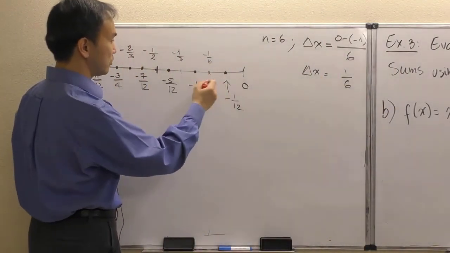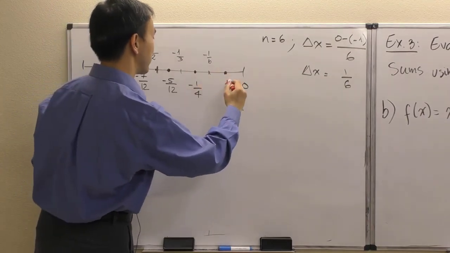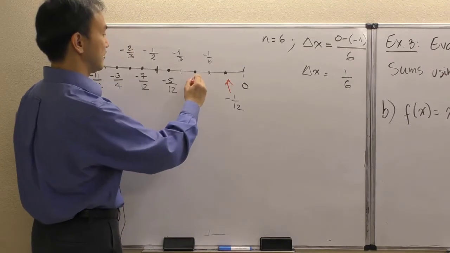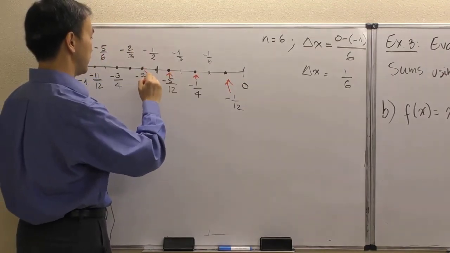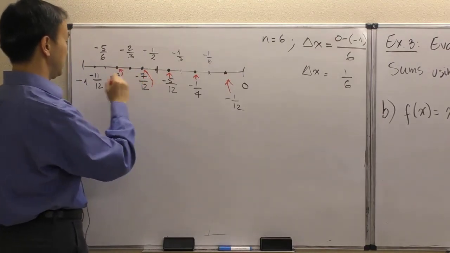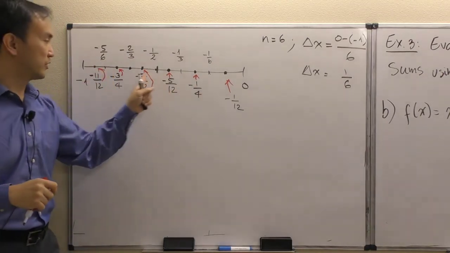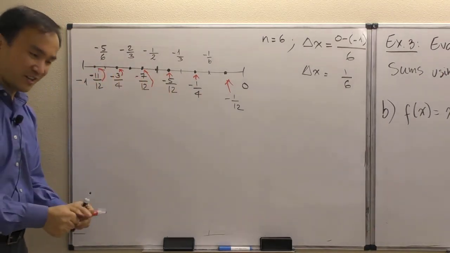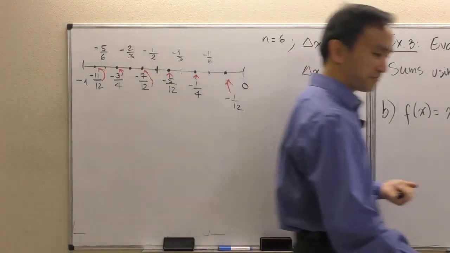Let's use an arrow to indicate those are the midpoints. Midpoint, this is a midpoint, this is a midpoint, and this is the midpoint. So we got 1, 2, 3, 4, 5, and 6 midpoints. Okay, so now we are ready for getting into the calculation.